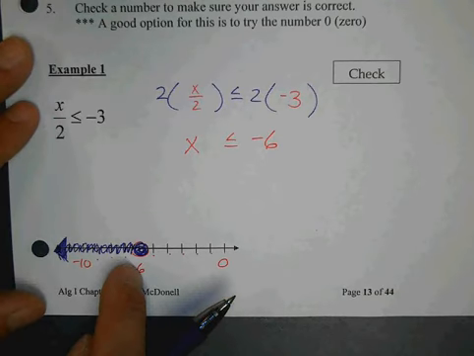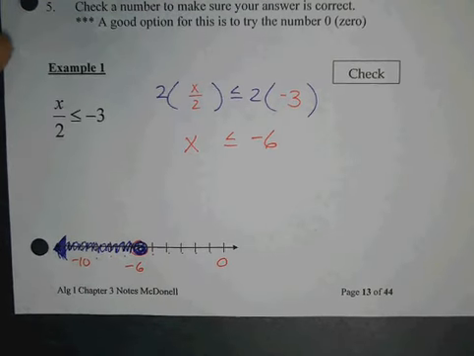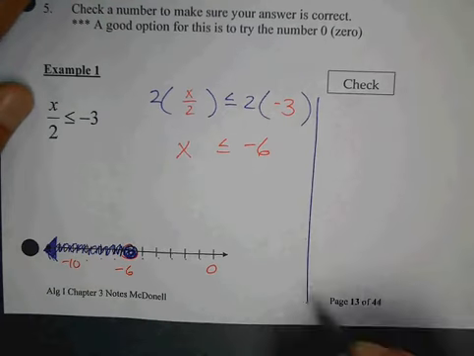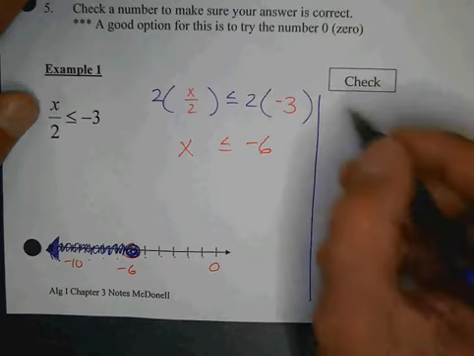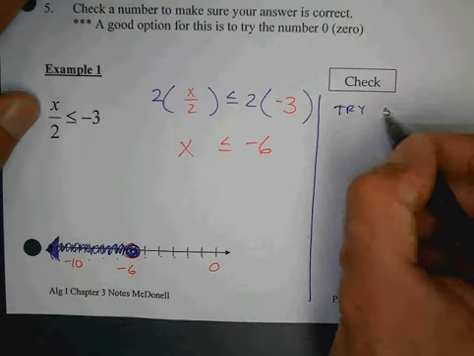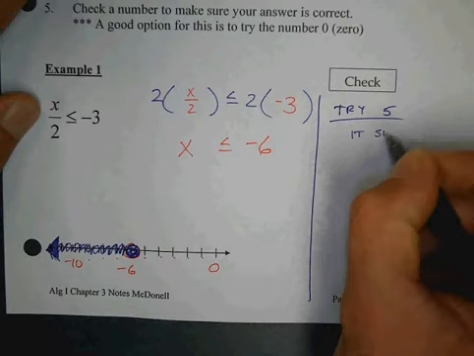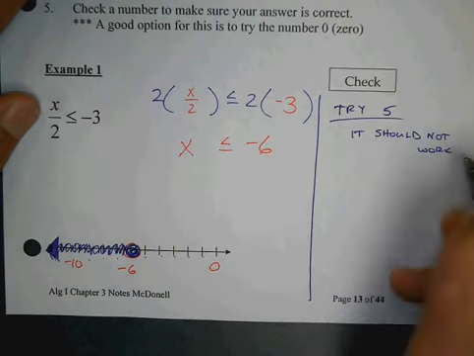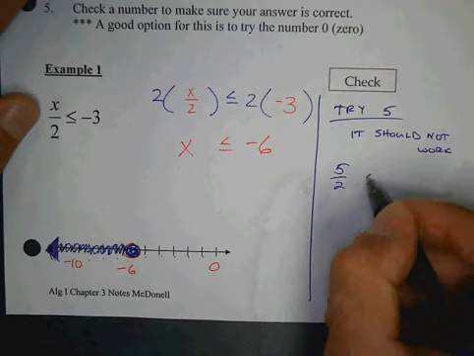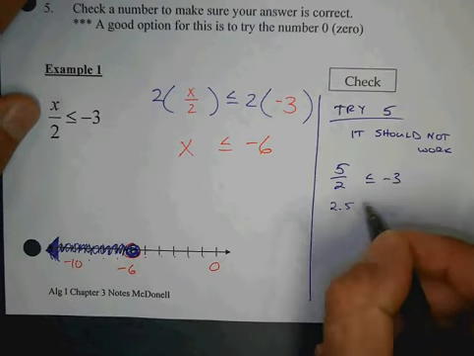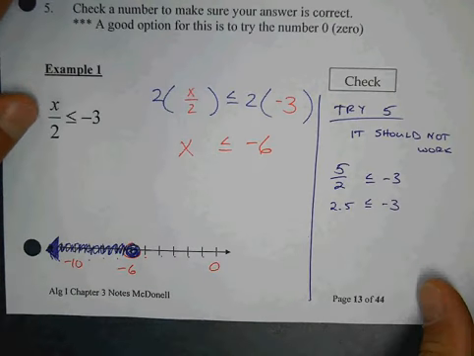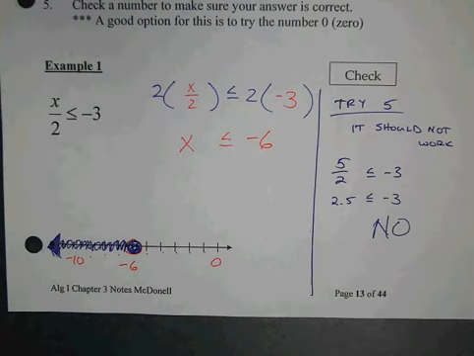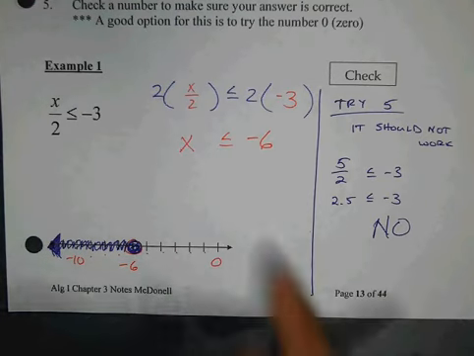So pick a number that doesn't work that's easy to try. Gabe? 5? Okay, so we're going to try 5. It should not work. So let's see. 5 over 2 less than or equal to negative 3 is 2.5 less than or equal to negative 3. No. Is it good that it doesn't work? Yes, because it's not shaded.